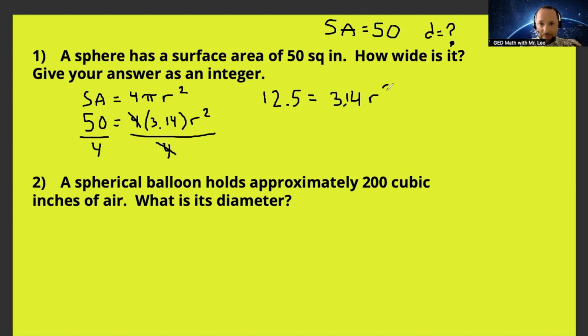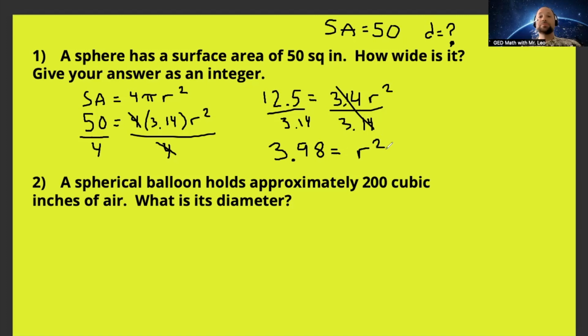r squared. We're going to divide the 3.14 now. Make sure you do it to both sides. That will cancel out these over here. So the left side will be 12.5 divided by 3.14. I've got a long decimal here. I'm going to round it off to 3.98. Are you with me? Make sure you're doing this in your notebook and you're checking the work on your calculator as well. Okay, the left side is now r squared.